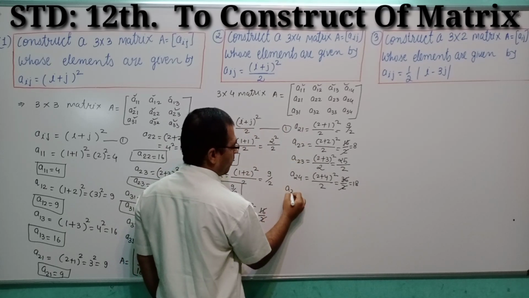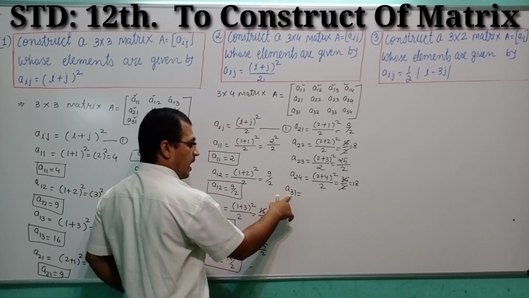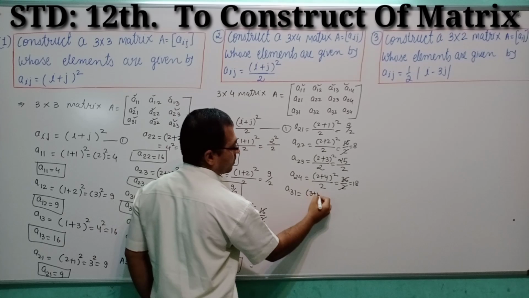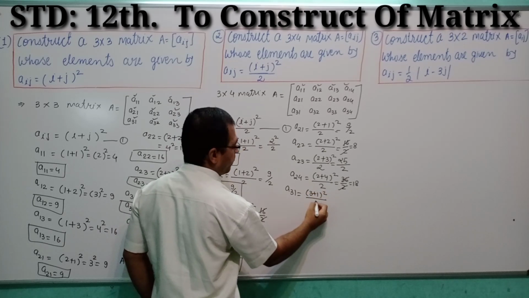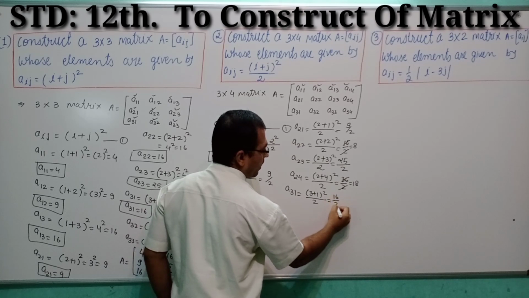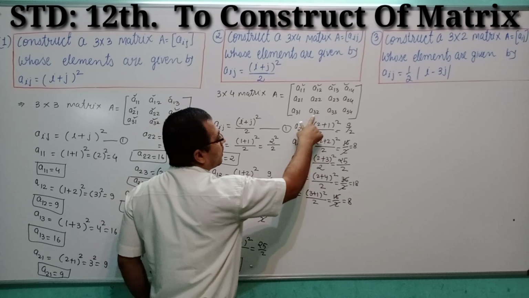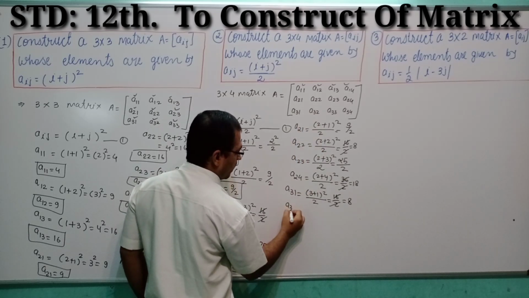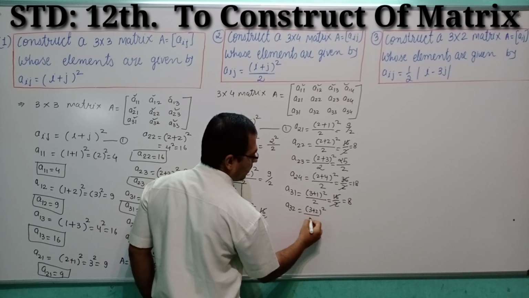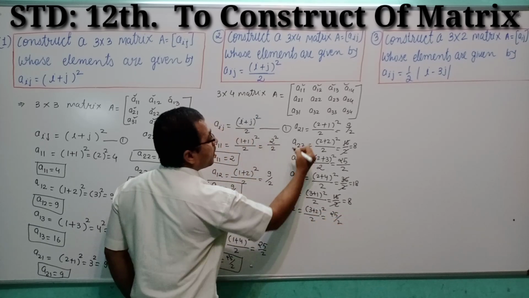A31. Putting the value of i is 3 and the value of j is 1. So (3 plus 1) whole square divided by 2. Right? So 16 divided by 2 is equal to 8. A32. So (3 plus 2) whole square divided by 2. There will be 25 by 2.